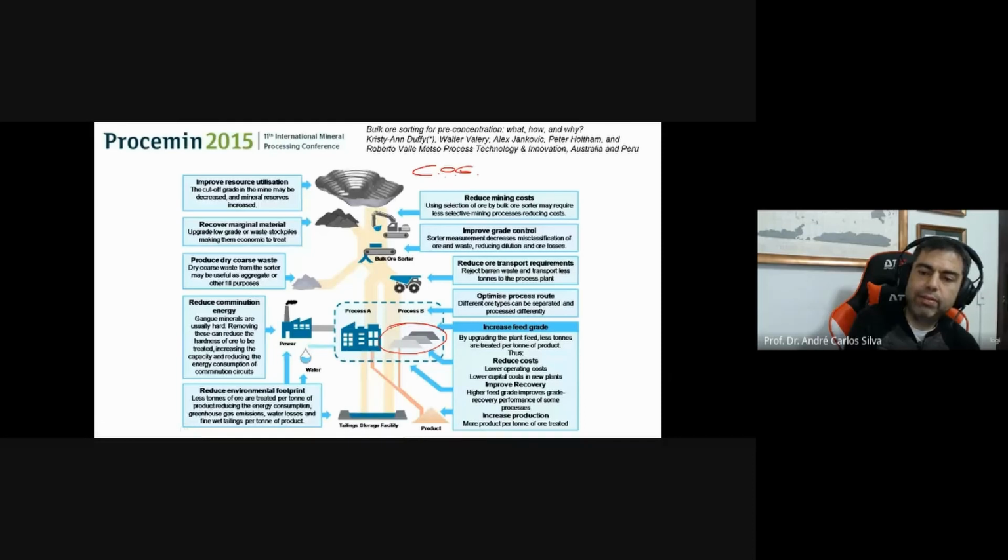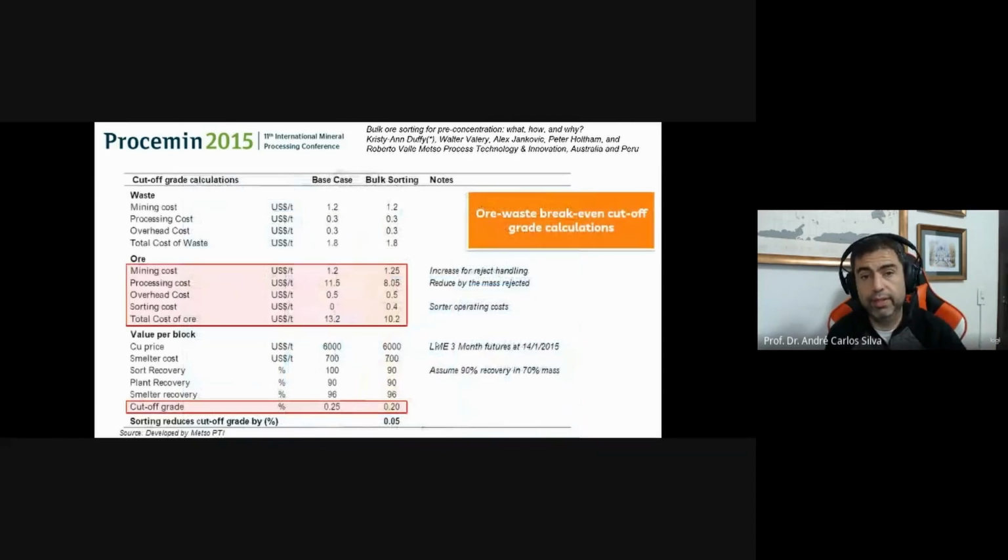We can increase feed grade. Okay, but how? How can I increase my feed grade by putting in an ore sorter? By having this pre-concentration right at the first stage of mineral processing. And that's really amazing, okay? So the same authors had this table in their paper, and this paper is talking about ore waste break and even cutoff grade, okay?